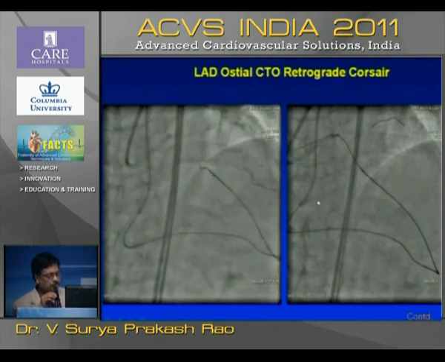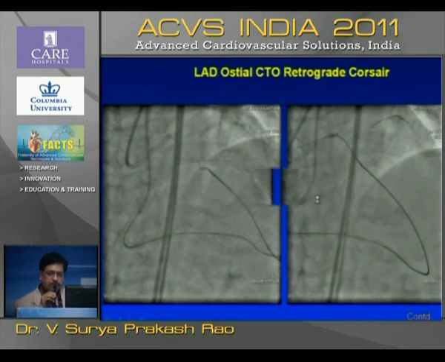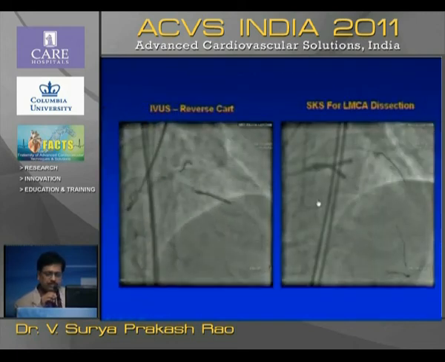The problem in these cases is, you are left main, you should prepare for stenting. You can do a bifurcation kissing stent. If you want a good result, you have to prepare for left main.